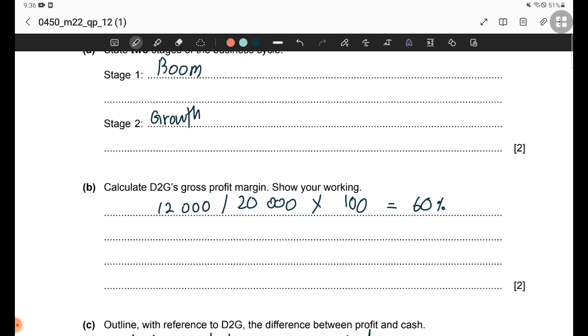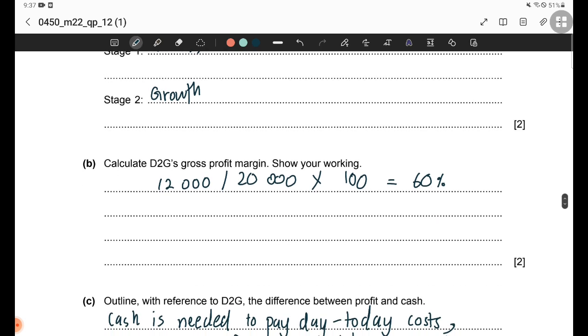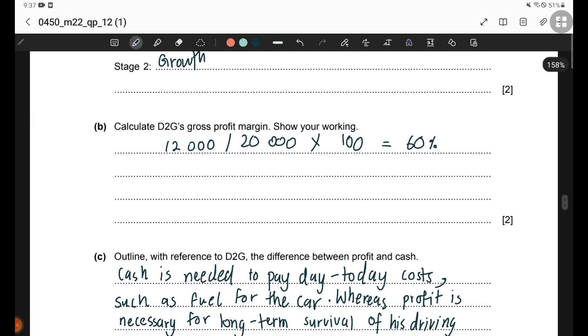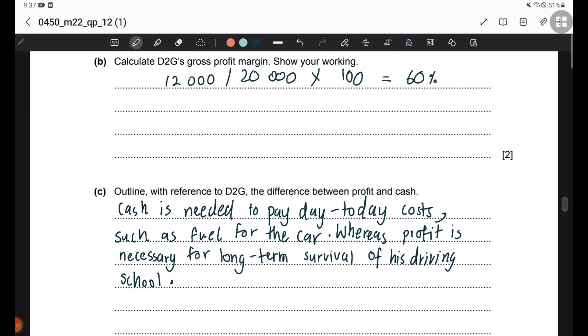I think that is your only method of doing it, because most of the time calculation questions have 2 to 3 methods, but this one has only one. Although you can write it down in words, like the 12,000 divided by the 20,000, and then write your answer. But you can also do it in numbers, so it's fine.